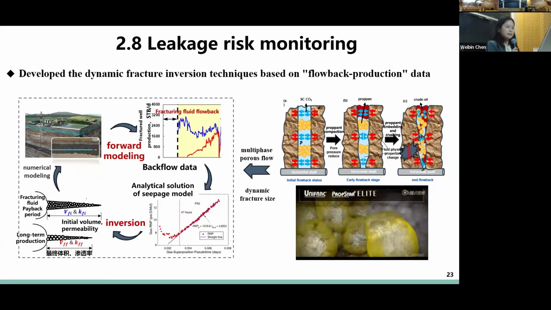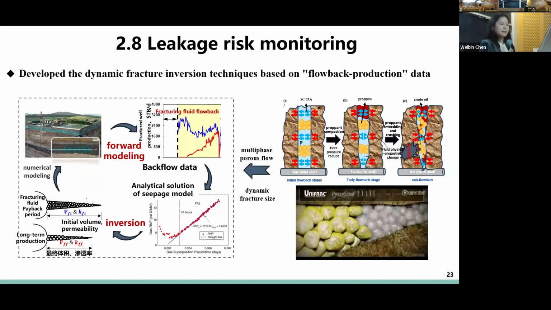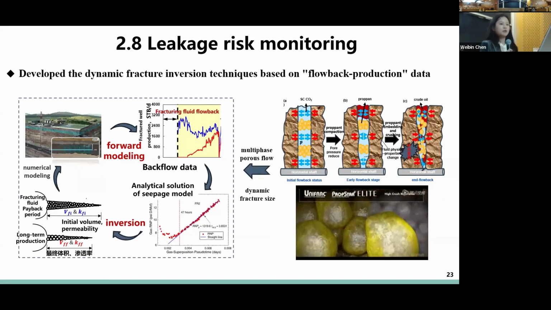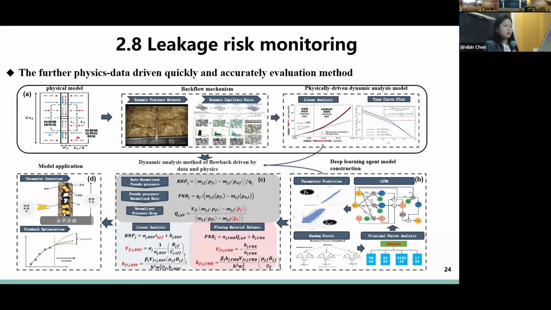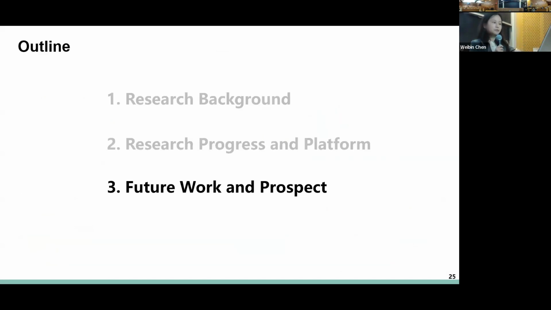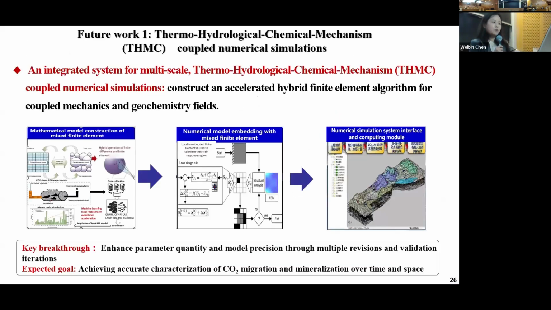And the last work is about leakage risk monitoring. We developed the dynamic fracture inversion techniques based on flowback production data, and then a physics data driven quick and apparent evaluation method. So for the future work, the first future work is we will add the mechanics into our THC software to form the THMC.